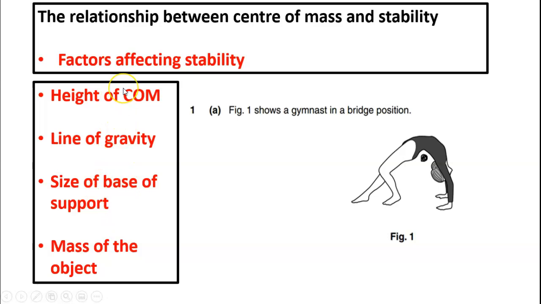We've got to apply them. Height of centre of mass doesn't mean anything at the moment. We've got to apply it to say what makes a position more stable. Same with line of gravity, same with the size of the base of support. These are factors, but they have no application at the moment with regard to increasing stability. Right, let's have a look then.